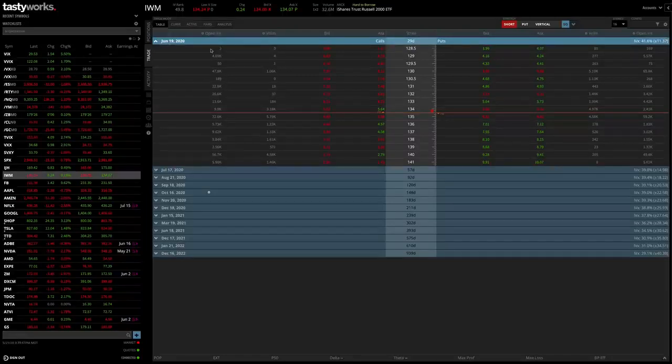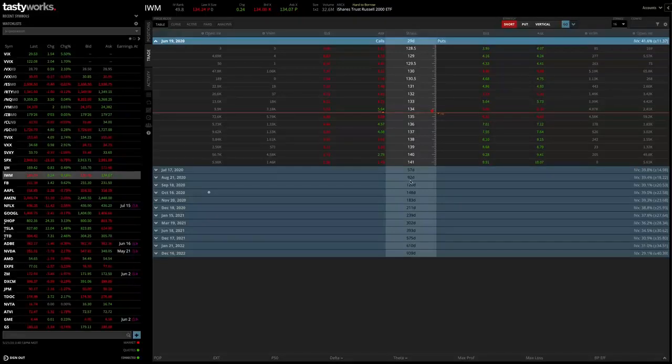So these are all the different expiration cycles for IWM options, because we are looking at IWM, and that means that everything on the platform is going to populate for IWM. So these options are all IWM options. So these are the different expirations I can choose, and in the middle here we have the amount of days until expiration, as we have seen earlier in this video.